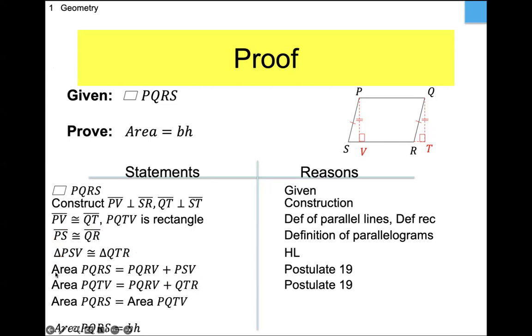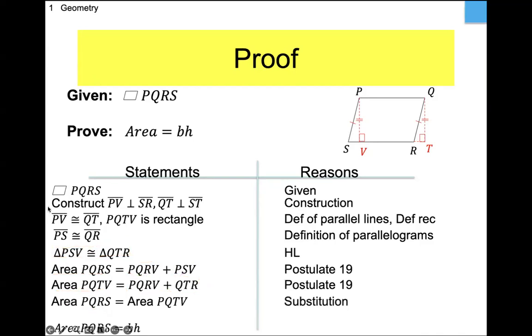So I'm going to take this statement right here, PQRS. I'm going to rewrite it right here. This part of it says PQRV plus PSV. This statement says right here that PQRV plus QTR, and we said right here that PSV is congruent to QTR. So this part right here, I can do a quick substitution. And if that's true, then that means that PQRS is equal to PQTV. Hopefully that made sense. Okay. Remember, that's just a quick substitution.